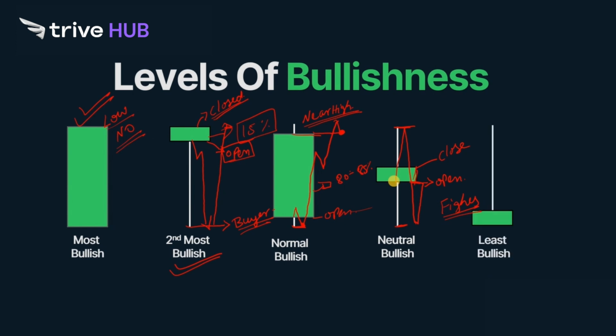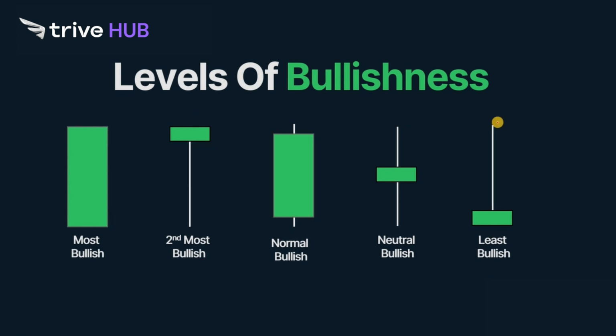And the least bullish candle is just the inverse of the second most bullish. Why? Let's understand. Least bullish candle, you can see here, the price has opened at this low price. Remember, whenever you see a green candle, the open will always be at the bottom of the body. This is the open always. Otherwise the color of the candle will not be green.